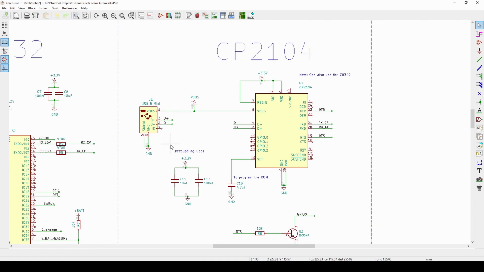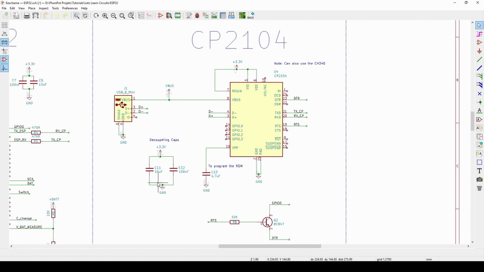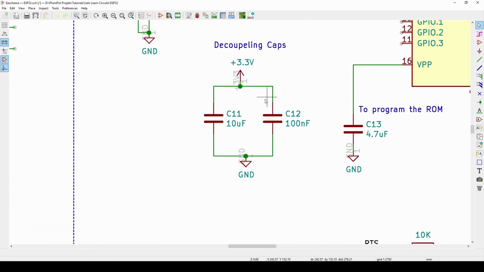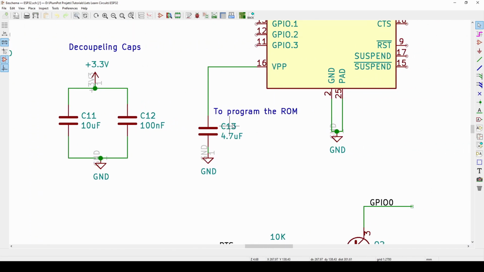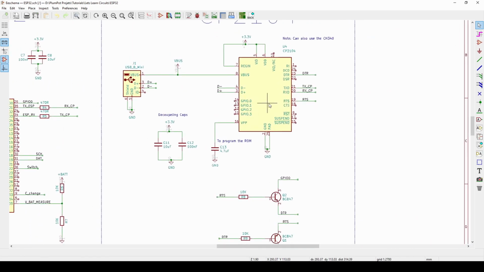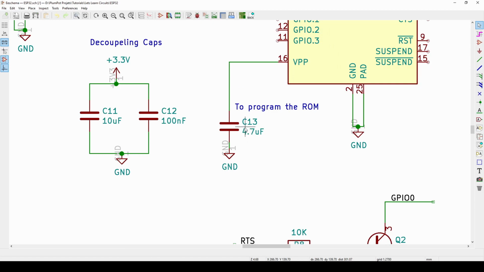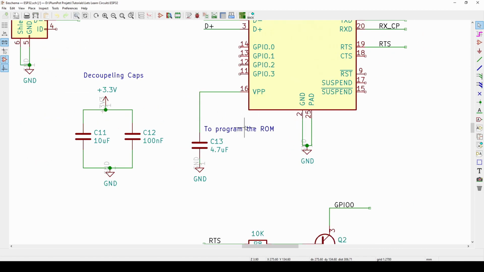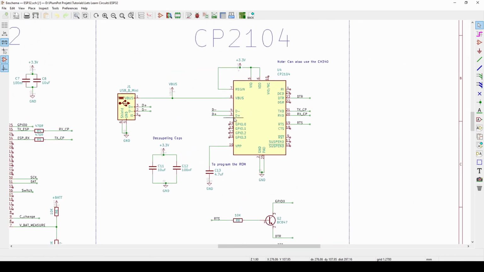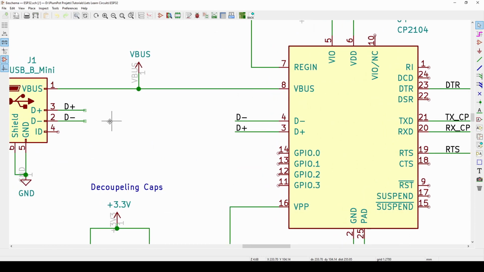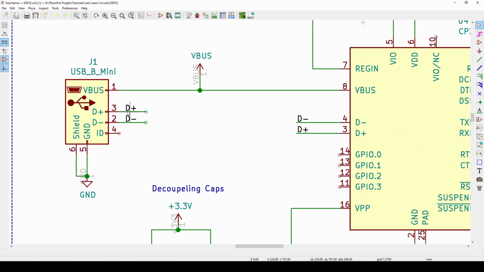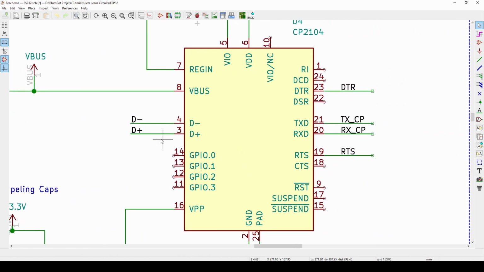Just looking closer at the USB to serial IC, like any IC with our decoupling capacitors, the CP2104 also has a PROM in it, a one-time programmable ROM, and to use that you need to use a capacitor of 4.7, just following the data sheet. So what this IC does is it takes my input from my USB on the left here, my D plus, D minus, the differential. I will speak about that when we get to the PCB design, and it outputs a TX and RX.